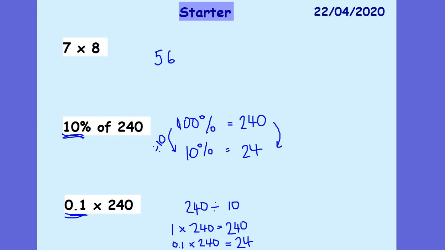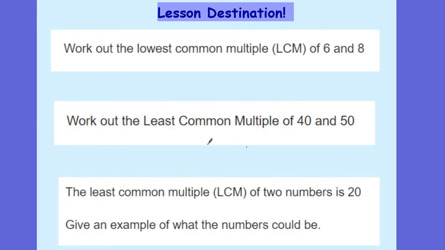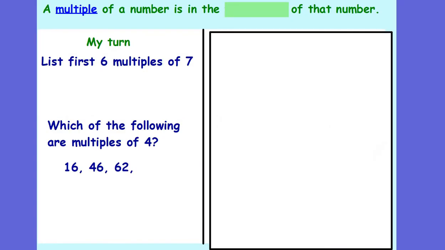Okay, on to today's lesson. This is where we're headed today, looking at lowest common multiples and least common multiples, which means exactly the same thing. In an exam, they might try and throw you off by using either term, but they mean the same thing. First off, a multiple of a number is in the what of that number? The word we're looking for is times table.